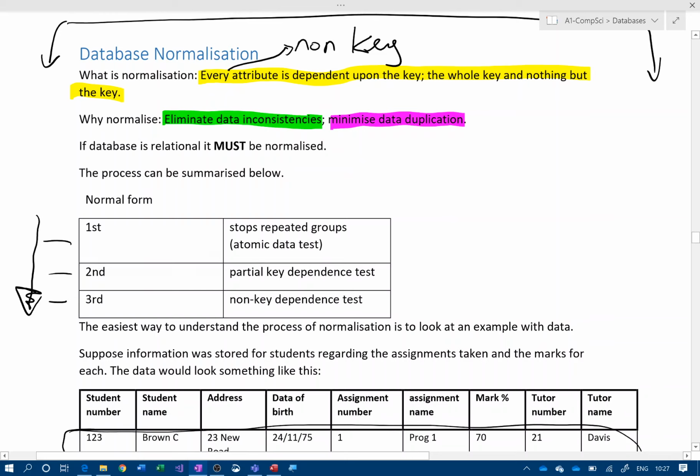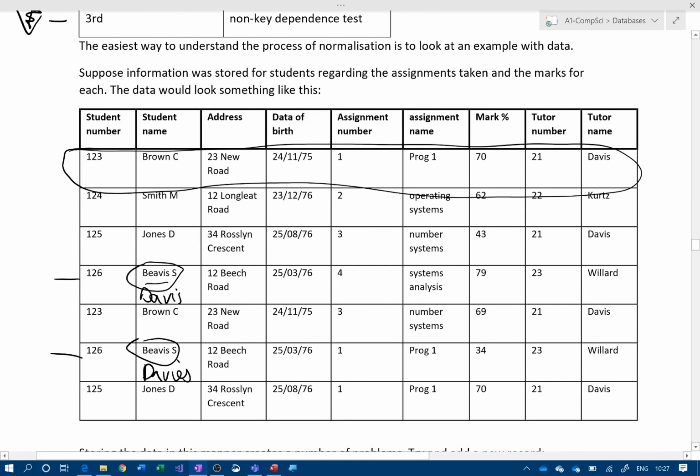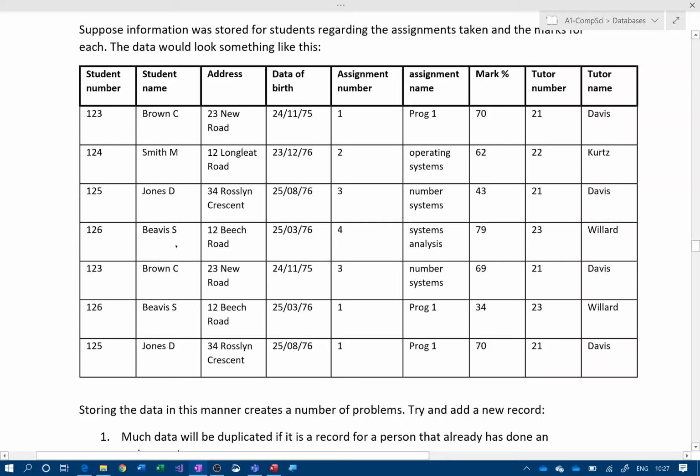Now, the important bits are to eliminate data inconsistencies, I'll talk about what that means in a minute, and to minimize data duplication. That is obviously quite easy to understand. We're trying to get rid of duplicated data. If you look at this example below, we've got Brown, Smith, Jones. Let me just get rid of some of this stuff here. You can see I've got Brown in twice, and I've got Beavis in there lots of times as well. So we are repeating ourselves.